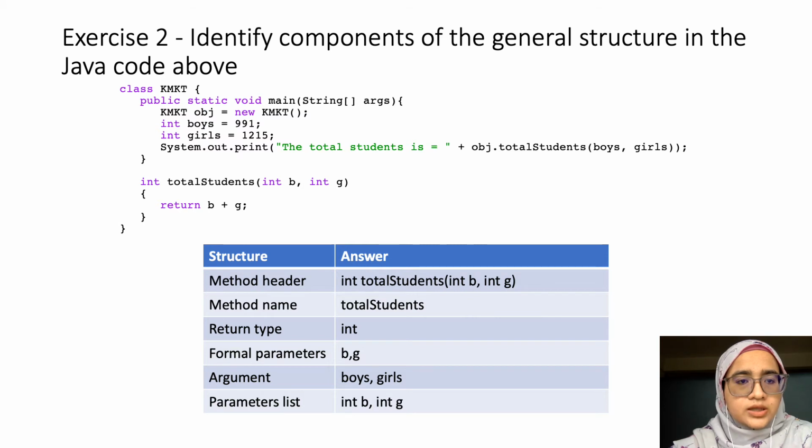Alright, now the second answer for exercise 2. The method header will be integer totalStudents, integer b, integer g, which is this particular code.